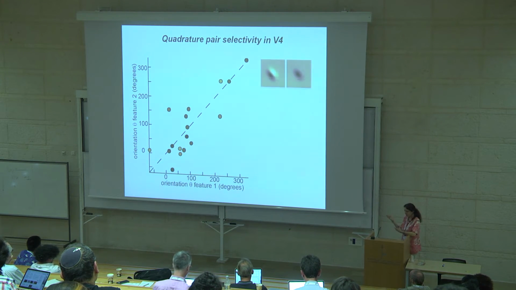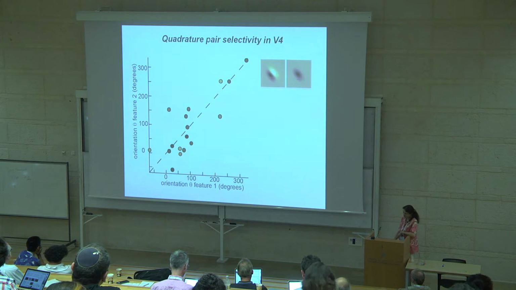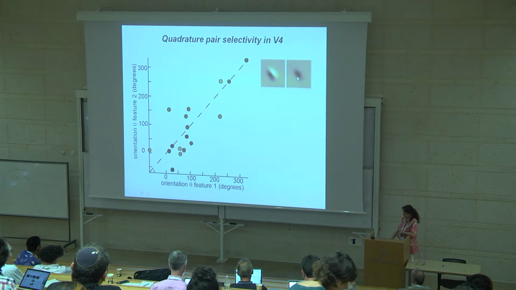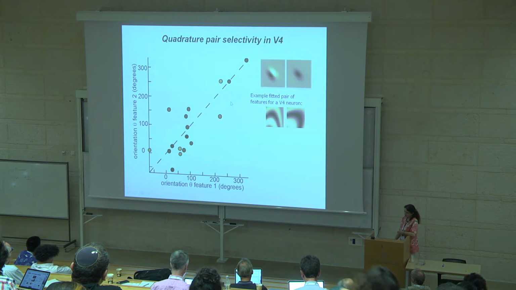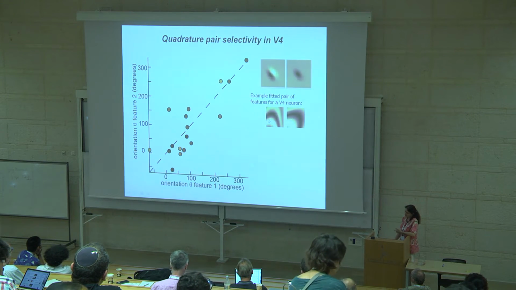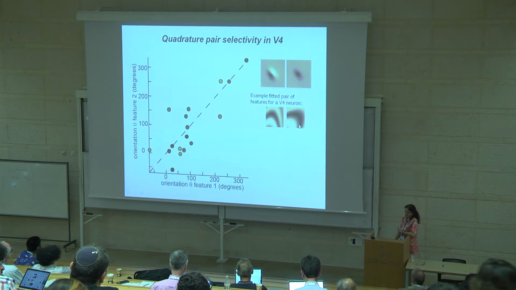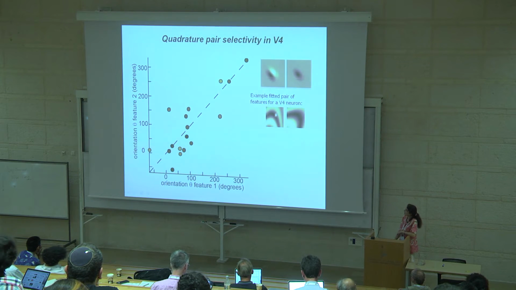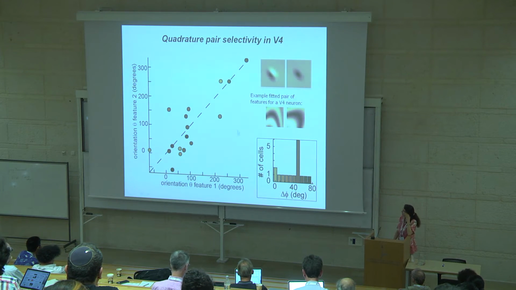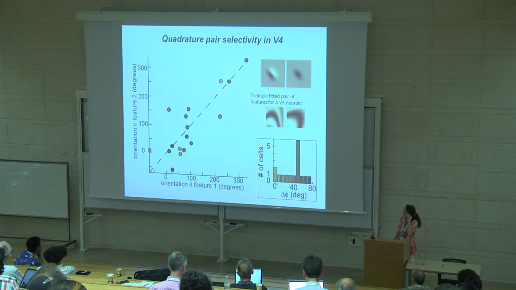And this is, of course, reminiscent of what we expect for normal V1-like quadrature pair selectivity, where the two features have the same orientation. So in V4, we get these features that have similar orientation, similar curvature, but different spatial phase, meaning the cross-section of the oscillations in the direction perpendicular to the contour. And I'm plotting here this spatial phase across the distribution.